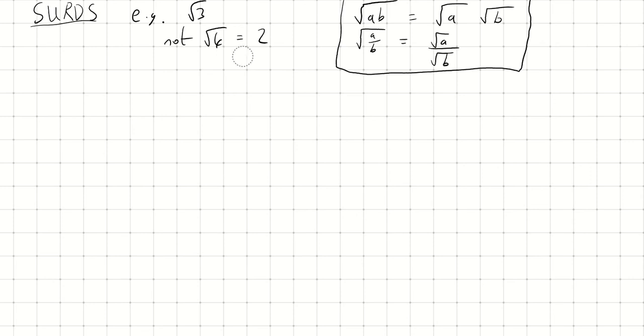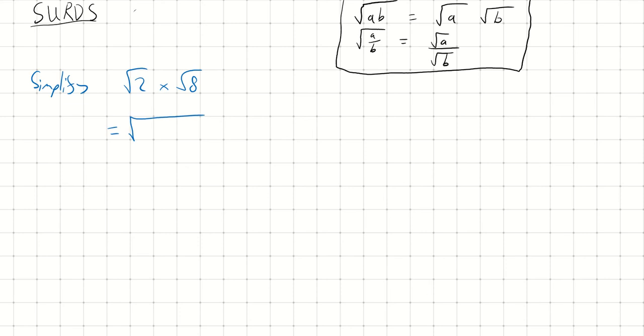So let's have a look at just a couple of basic examples. First of all, what happens if we're asked to simplify root 2 times root 8? Well, just looking at the first surd rule, root 2 times root 8 is the same as root 2 times 8, which is the same as the square root of 16, which is 4. Okay, simple example.